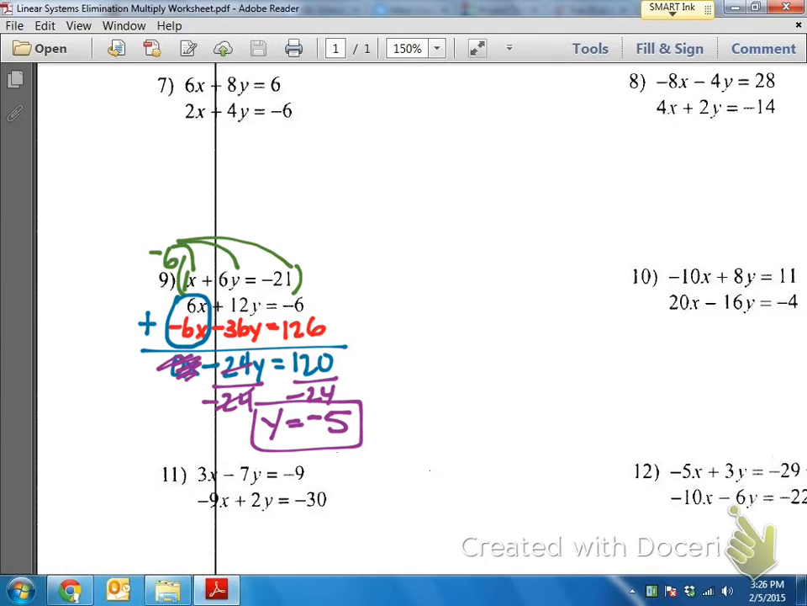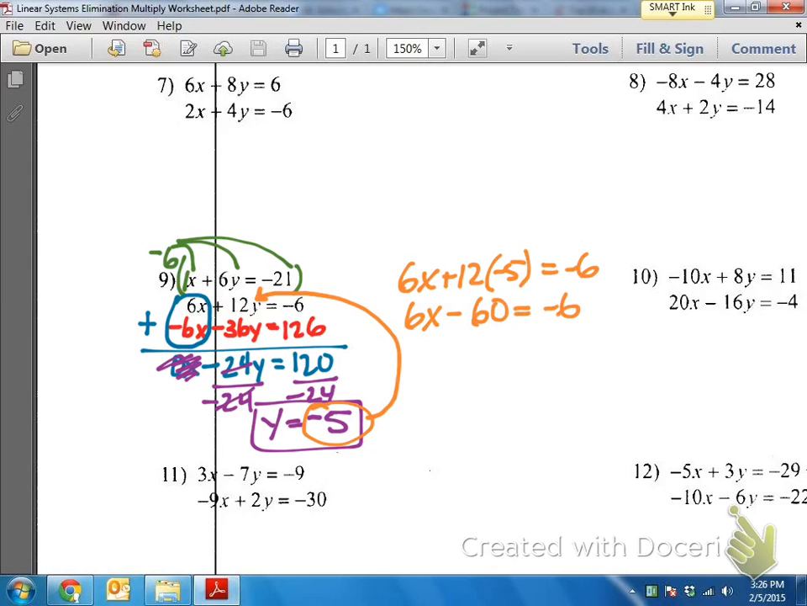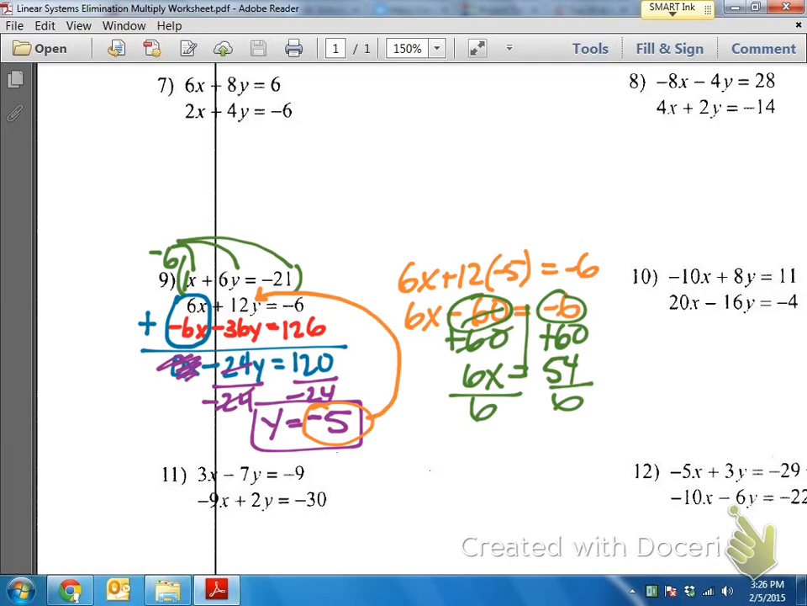But of course, I'm not done. I have to plug in negative 5. Let's plug it into the middle equation right here. Why not? Okay, so I have 6x plus 12 times negative 5 equals negative 6. So 6x, 12 times negative 5 is negative 60, equals 6. Then I have to add 60 because these are like terms and they're on different sides. So I add 60, and 6x equals 54, divided by 6, and x equals 9.